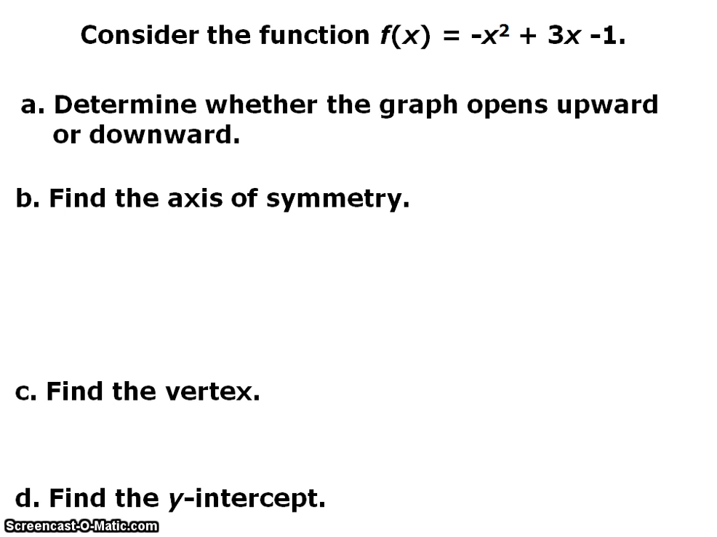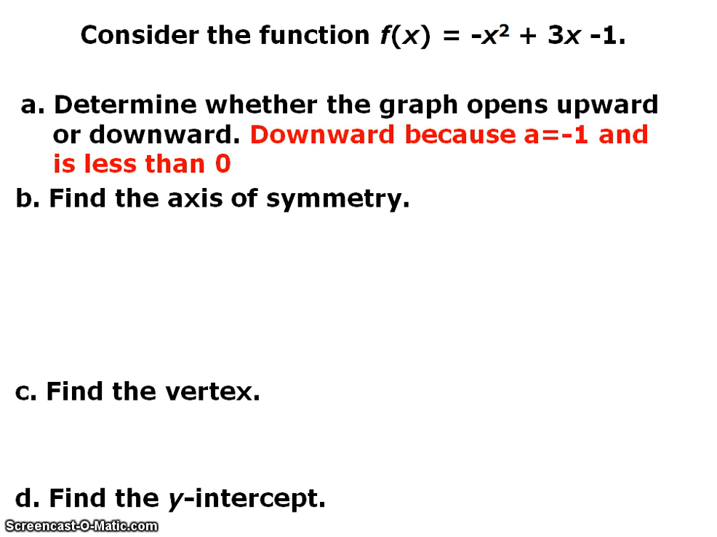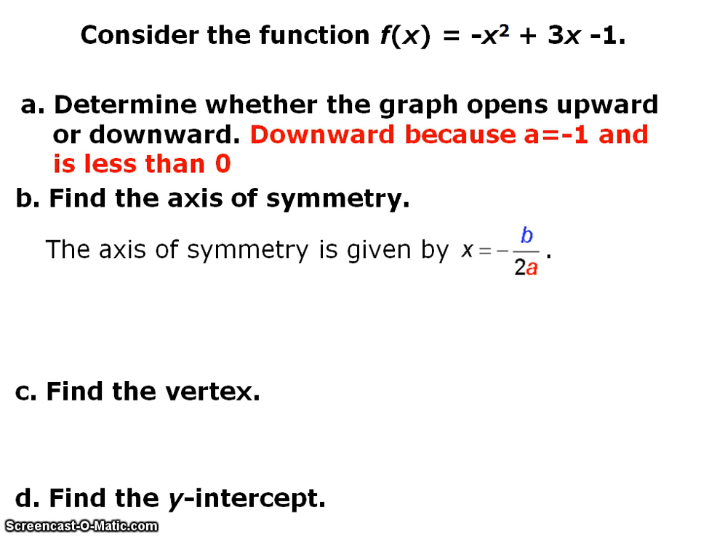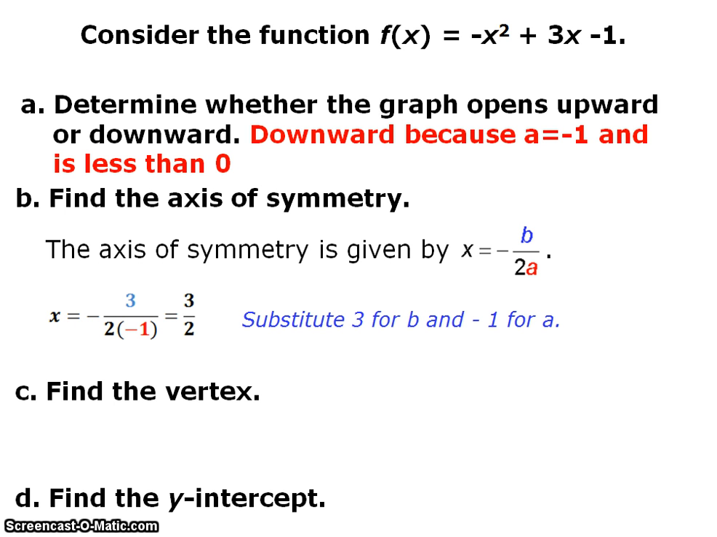Let's take a look at another example. In this case, A is negative 1, B is 3, and C is negative 1. Now, I know that this graph opens downward because A is negative 1, and that is definitely less than 0. To find the axis of symmetry, I'm going to go back to the formula. X is equal to negative B divided by 2A. Well, B is 3, so I'm going to substitute that in for B. And A is negative 1, so I substitute that in. And I'm going to end up with 3 over 2.